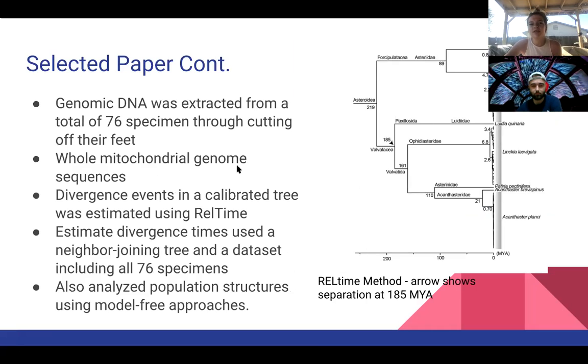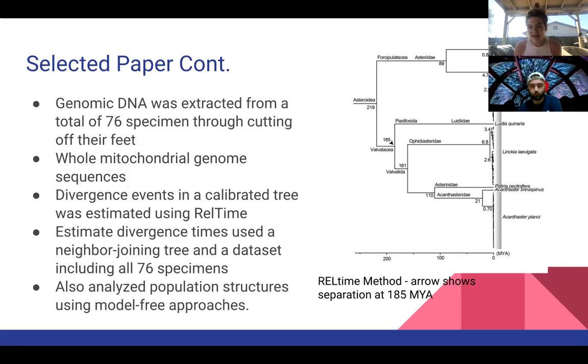So pretty much the genomic DNA was extracted from all 76 specimens of the 3 different species, and it came through their feet. So with the whole mitochondrial genome sequence, the divergence events were calibrated into a tree using real time. So that is what the graph on the right is, and the arrow shows the separation of these species 185 million years ago.